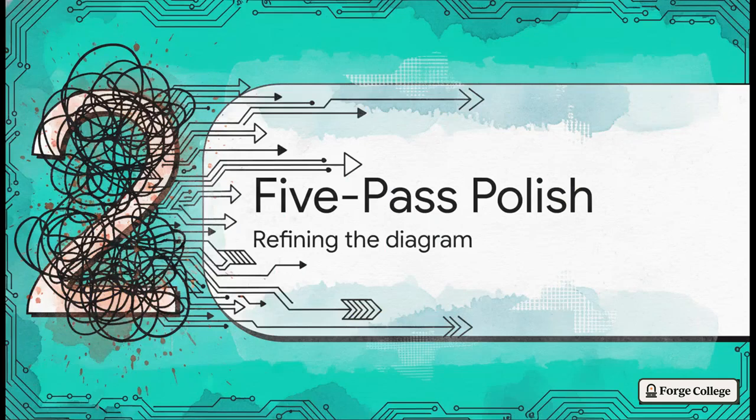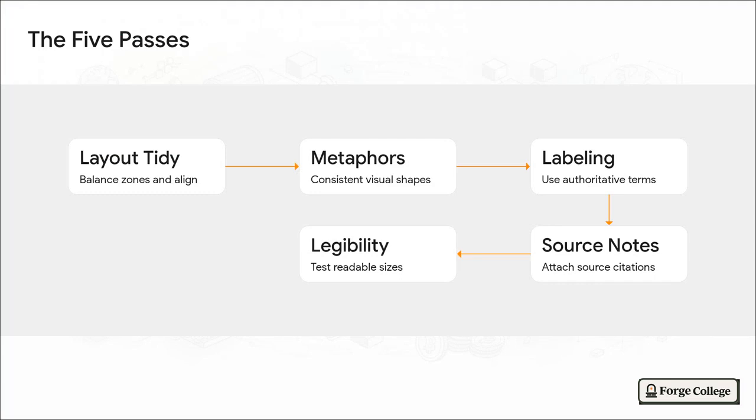Moving on to Section 2, the 5-pass polish. Time to refine that diagram. All right, so here are the 5 passes we're going to execute. We go in this exact specific order for a reason. Working in focused sequences prevents us from completely breaking our layout while we try to fiddle with the tiny details. We'll start with a layout tidy, then move to metaphor consistency, nail down our labeling, attach our source notes, and finally, run our legibility tests.